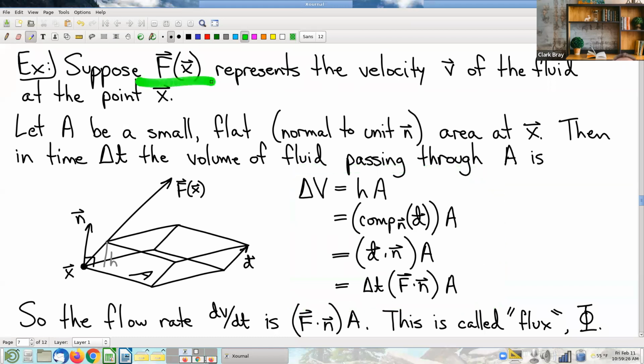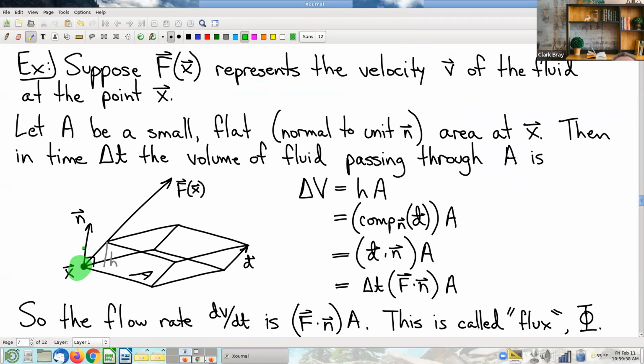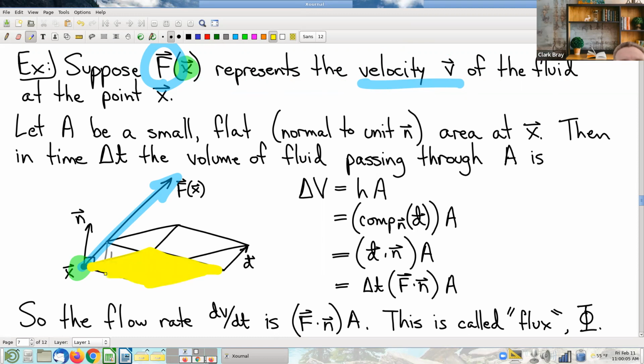So here's what I want to consider. Suppose we have a vector field and it's representing a fluid. In particular, it's representing the velocity of the fluid. So at any point, wherever you might happen to be, the field vector at that point is the velocity of the fluid. Cool. Okay. Now I want to visualize a circumstance where there is, I'll use yellow for this, a little piece of surface down here. A little piece of area.